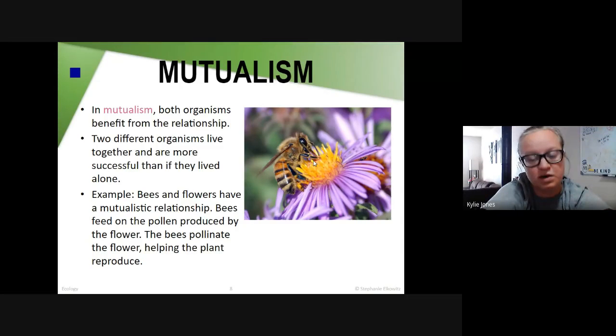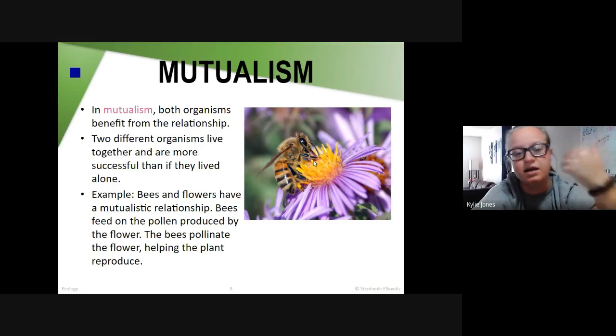It's going to go somewhere else, and that pollen is going to be left on that other flower or plant and allow another plant to grow from that. So they both benefit. The bee gets the food from the pollen, and then the flower gets pollinated.